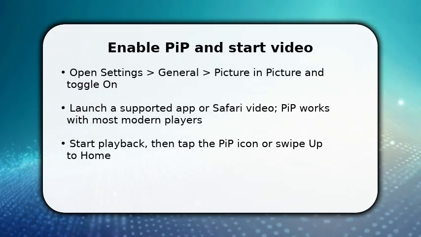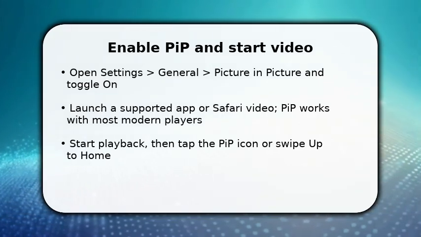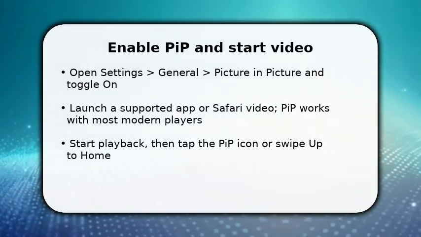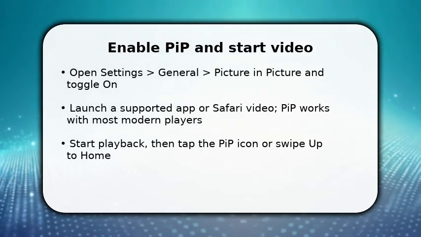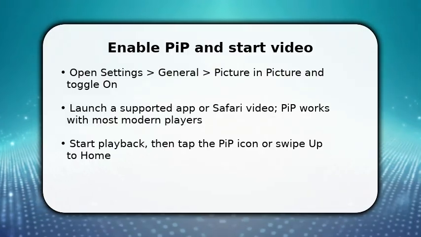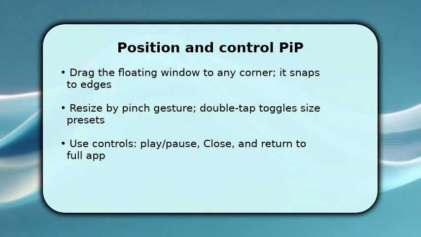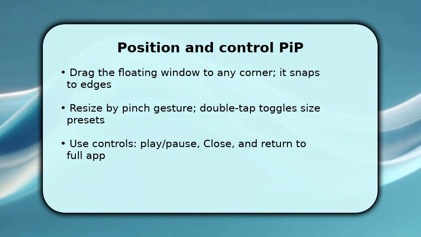While the video plays, tap the PyP icon or swipe up to home to shrink the player. You're initiating PyP now. This step hands control to the system so you can move on to positioning and multitasking. Once the video is floating, you'll position and adjust it for your workflow.